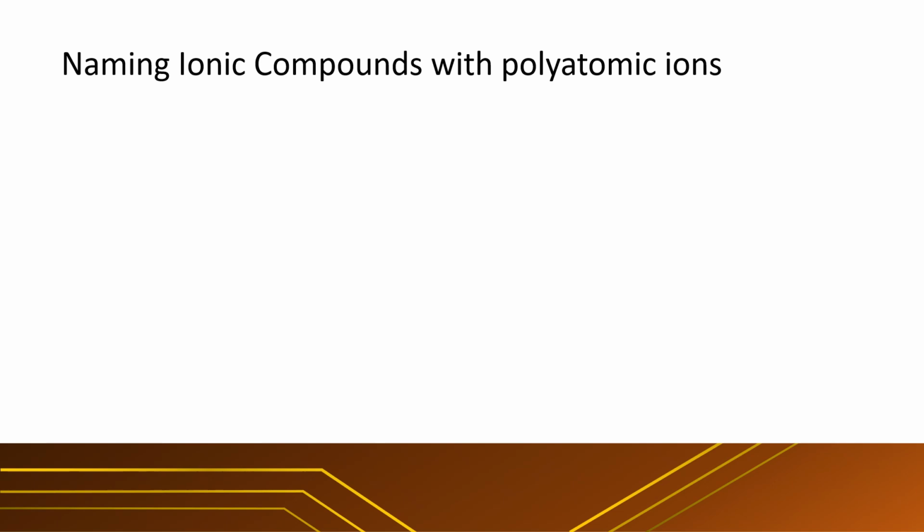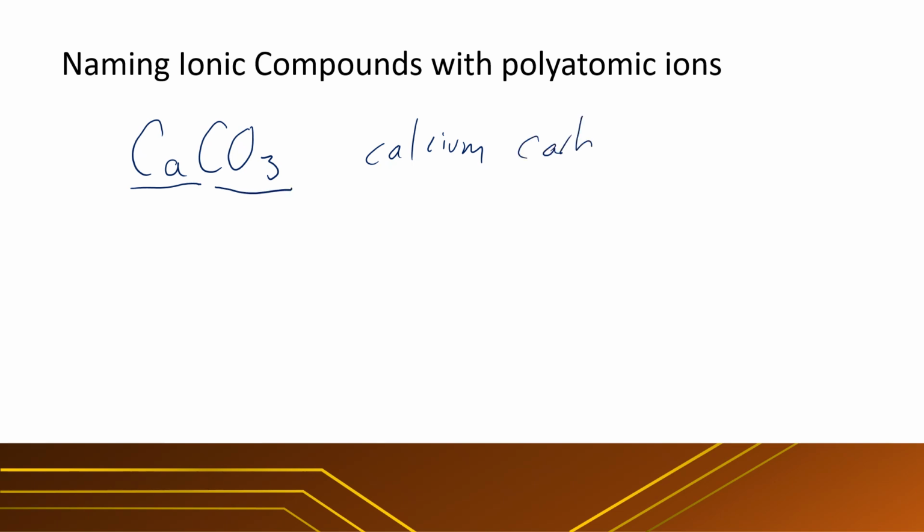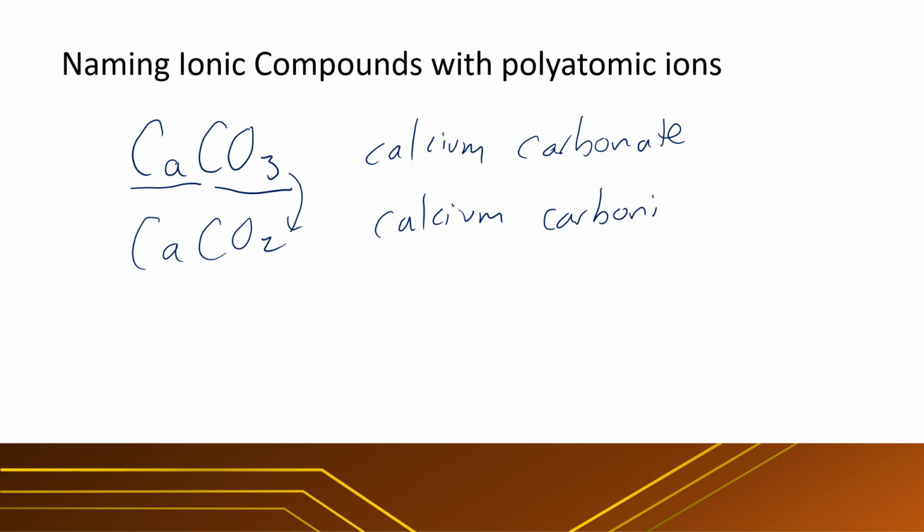Okay, you might be asked to name an ionic compound with a polyatomic ion. Well, let's look at a couple examples. Let's do CaCO3. Name the element, calcium, and you just name the polyatomic ion. CO3 is carbonate. It's always carbonate. You don't have to change it at all. But if I have CaCO2, that's 1 less oxygen. Make sure you use those prefixes and suffixes. When you change the oxygen, it changes the name. This one is now calcium carbonite.